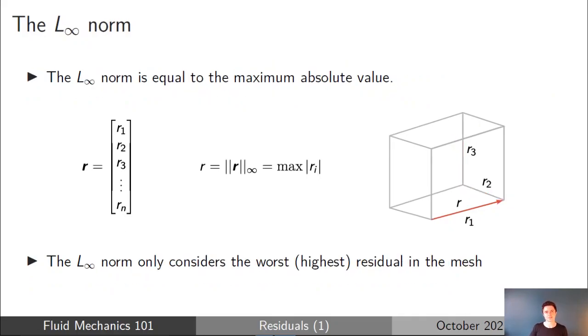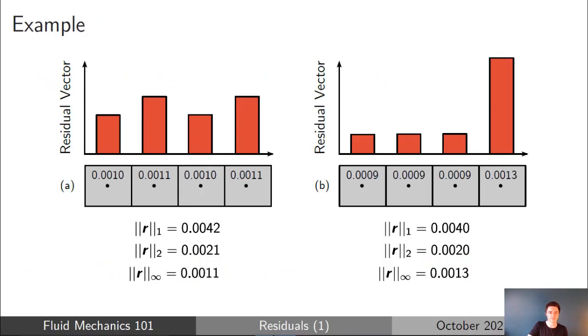Now, the L infinity norm is actually the extreme the other way, where all we do is we just take the maximum value of all of the components of that residual vector. So really what we're doing is only looking at the residual from the worst cell in the mesh. And using the same diagram, which I used on the previous slide, you can see that we're just taking the magnitude of R1 there because R1 has the largest residual in it.